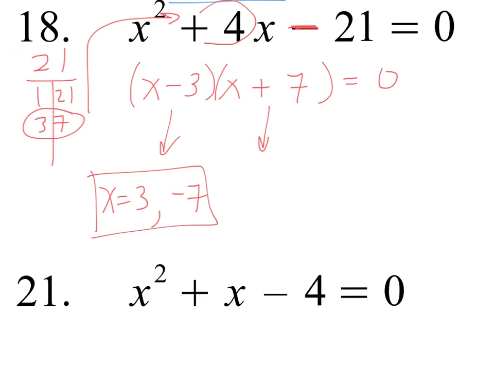So for this one, 2 numbers that multiply to negative 21. 1 and 21, 3 and 7. 3 and 7 are the only ones that have a factor pair that would add up to 4 if you took the difference. So x minus 3 times x plus 7. The solutions are negative 7 or positive 3.